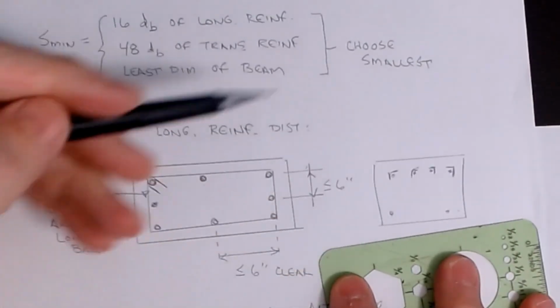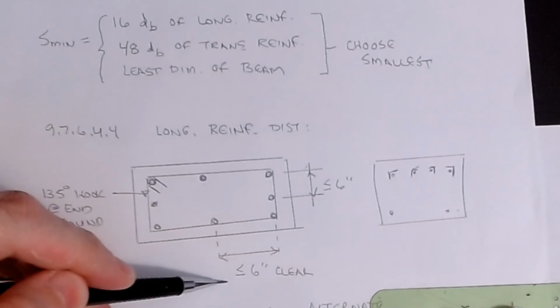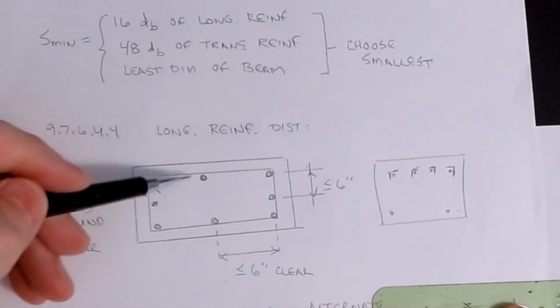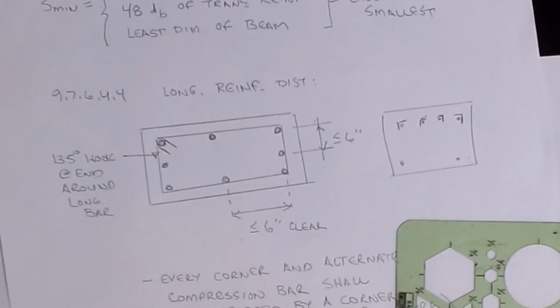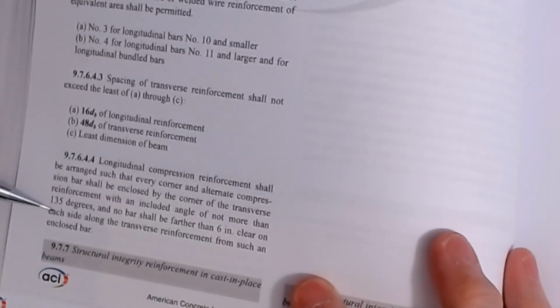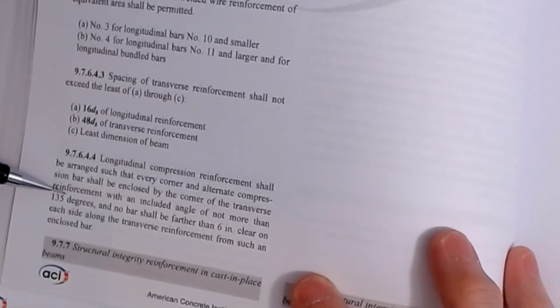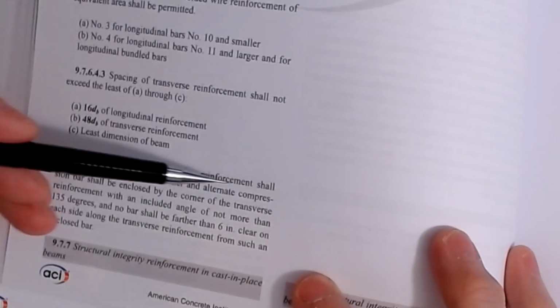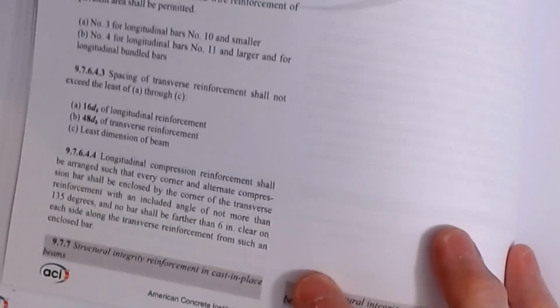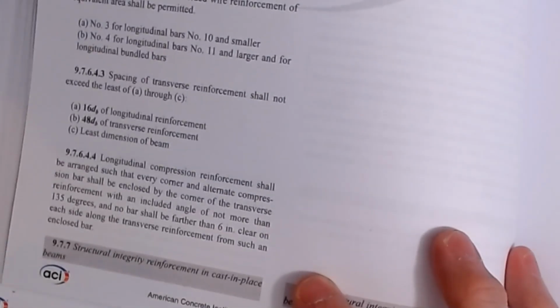Once you know the number of bars as you've set that requirement, another factor that sets the number of bars is that I have to have a maximum of 6 inches clearance. These bars have to be less than or equal to 6 inches clear between them on the torsional requirement. And that's the last half of that paragraph. And so of not more than 135 degrees, that's the hook requirement, and no bar shall be farther than 6 inches clear on each side along the transverse reinforcement from such an enclosed bar. Which means that your torsional spacing is going to be about 12 inches maximum between corners on these bars.